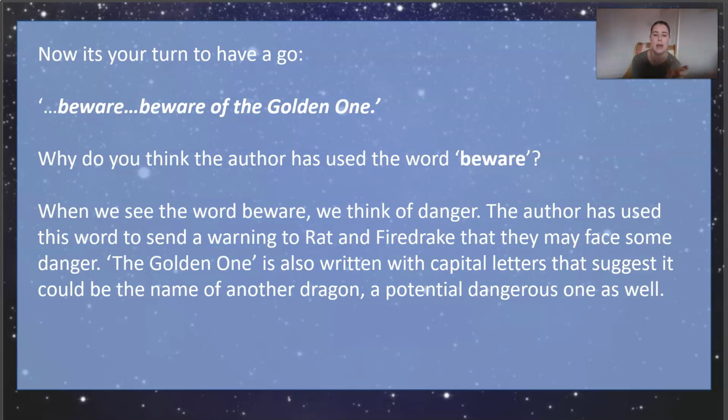So we're linking the word beware, so our knowledge of what it means to be beware of something, and the capital letters for the Golden One to infer the name of a dragon, as to the context of that very small sentence, that they may come face to face with a very dangerous dragon, something that they need to be aware of.